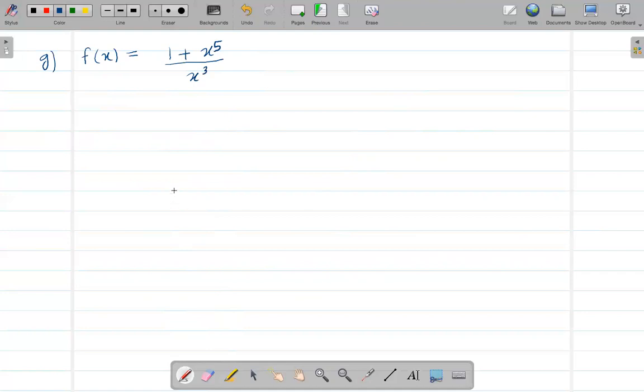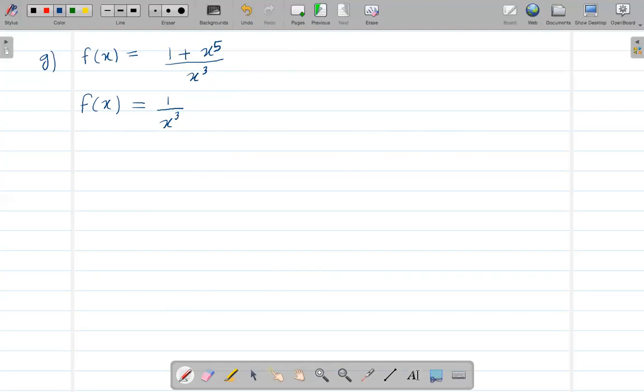All right, so let's find the derivative of these kinds of functions. So 1 plus x to the power 5 over x to the power 3. Before I take the derivative of this, let's simplify this function so it will be easy to take the derivative. Right now, taking the derivative of this is impossible based on what we have talked about so far. But what we can do is simplify this, and then after that, we can take the derivative.